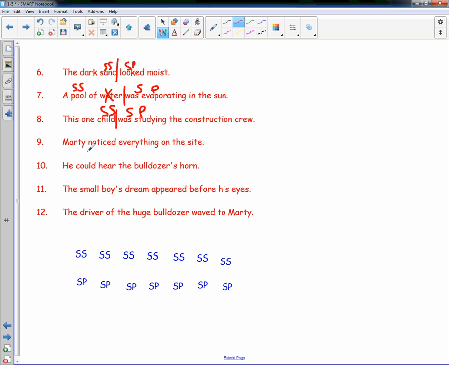Marty noticed everything on the site. We're going to draw the line in front of noticed. Marty is the only word on this side, so that's my simple subject. Noticed is my action, so that's my simple predicate. He could hear the bulldozer's horn. He is my simple subject. Hear is my action. It has a helper of could, so my simple predicate is could hear.